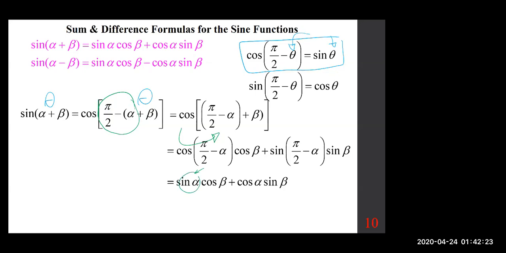And this becomes cosine alpha. Oh boy, this is acting up. Professor, shouldn't it be plus cosine beta? Sine alpha cosine beta plus cosine alpha sine beta.